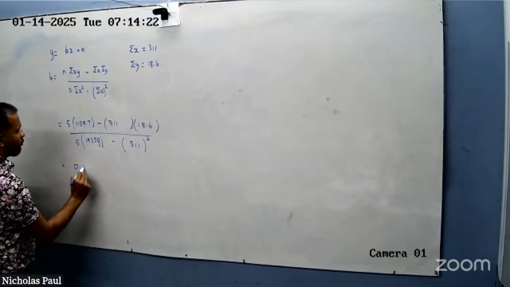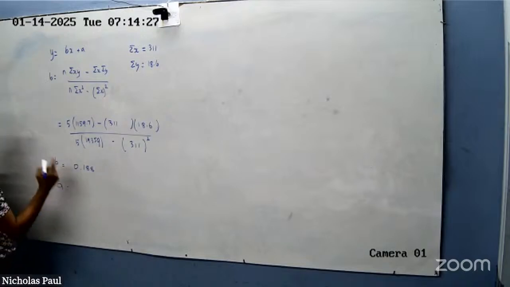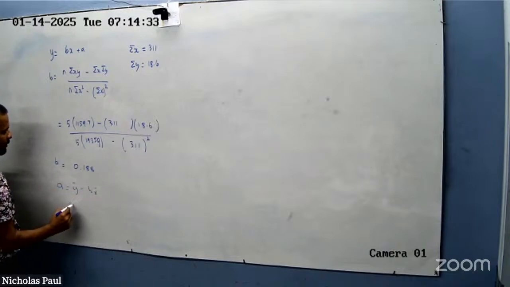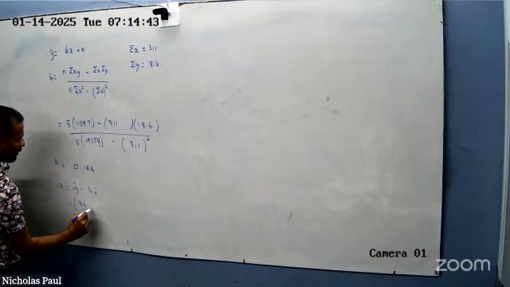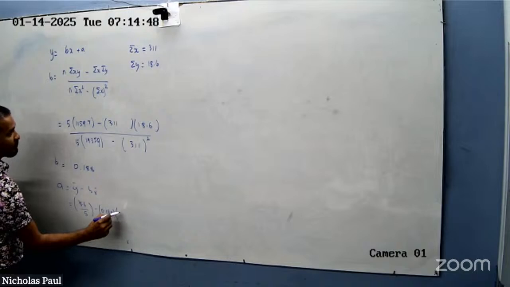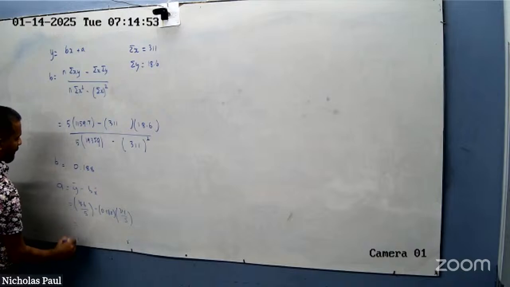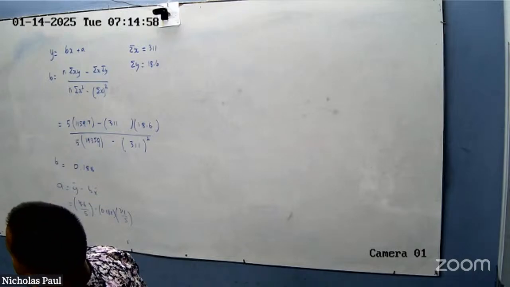Right, 0.188. But that's the b value. Now to get the a value, we're using a little formula: y prime minus b by x prime. We didn't technically work out y prime as yet, so I'm working it out here. 18.6 over 5 values, right? Minus b, which is 0.188, by x bar, which is 311 divided by 5 values. Right? And then we take a look at what that means.